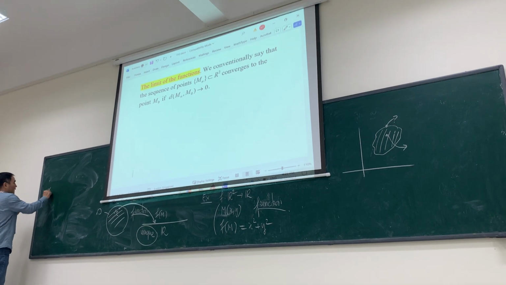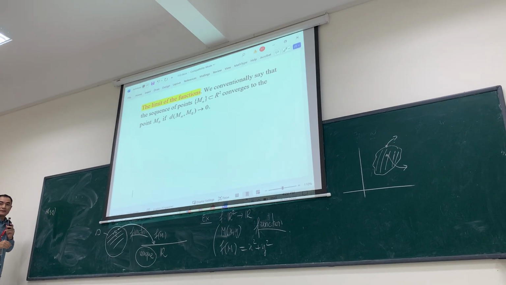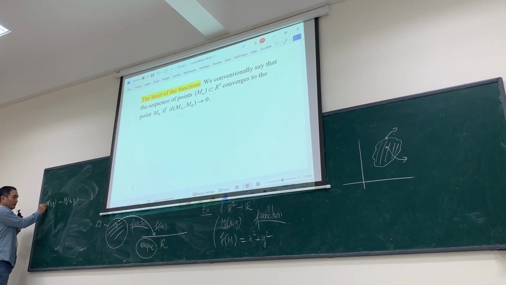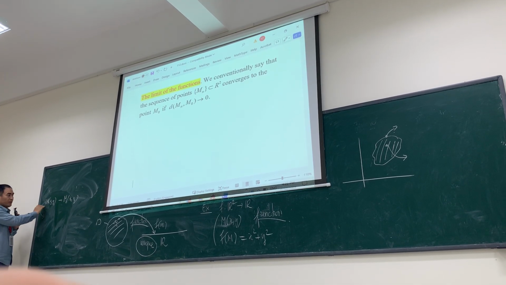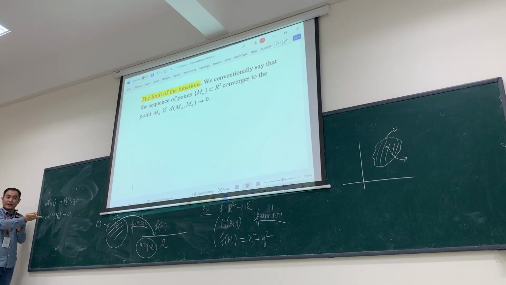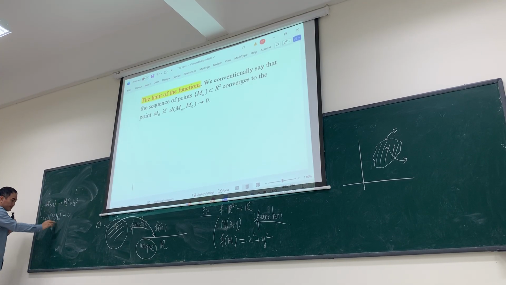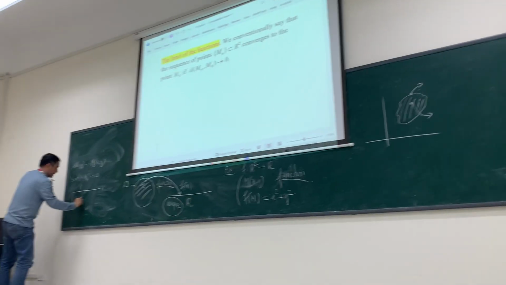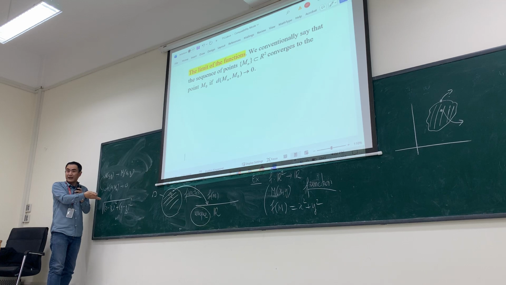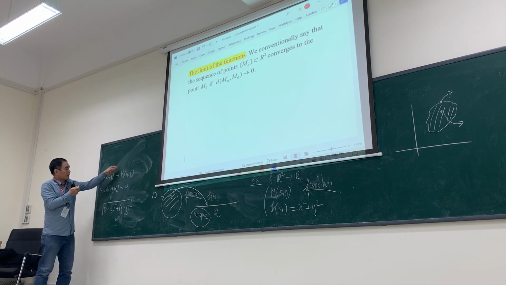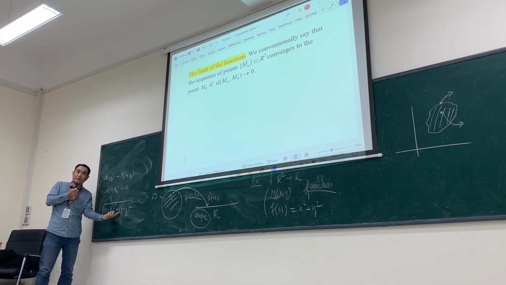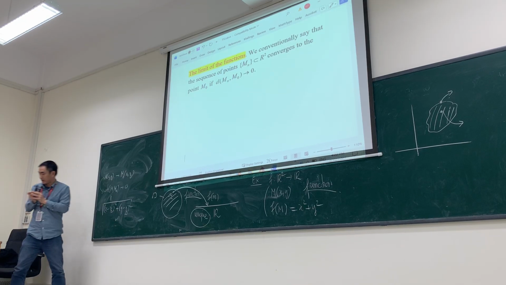I think you know the point (x, y) tends to the point (x0, y0). What does it mean? It is equivalent to the distance between M and M0 tending to 0. The distance here is equal to the square root of (x minus x0) squared plus (y minus y0) squared. So the condition M tends to M0 is equivalent to this value tending to 0.